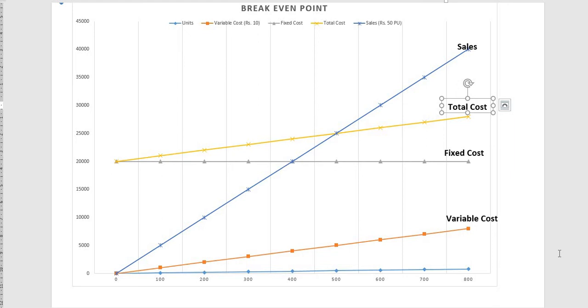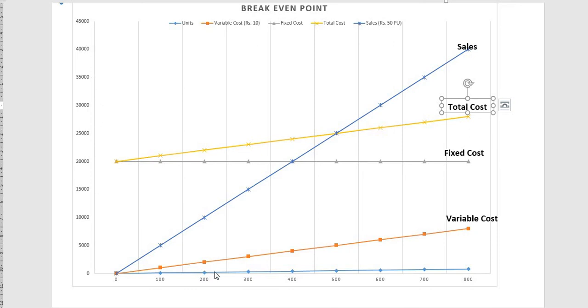Now let us see how to identify the break-even point from this chart. First, let us get familiar with the x-axis and y-axis. On the x-axis we have the quantity. That is, if you produce 0 units, 100 units, or up to 800 units, we have plotted the quantity on the x-axis, and whatever we represent in rupee terms is put on the y-axis.